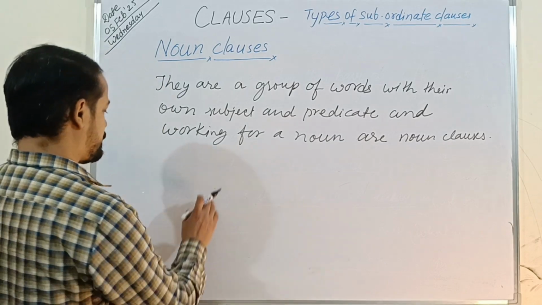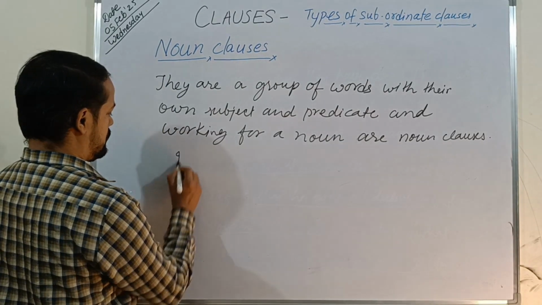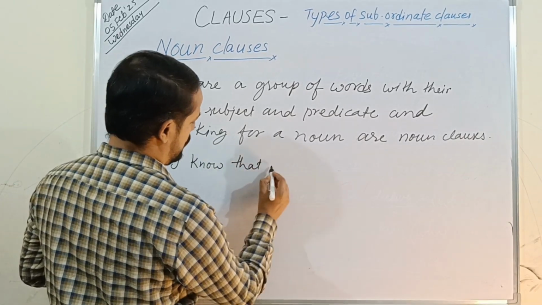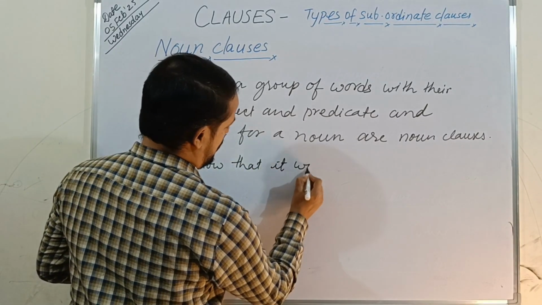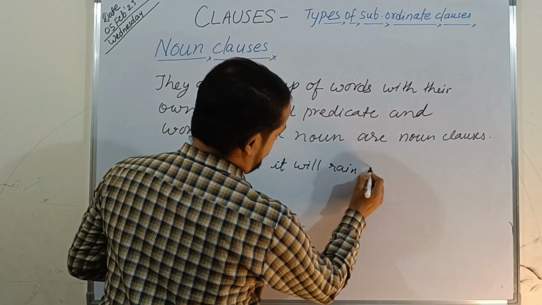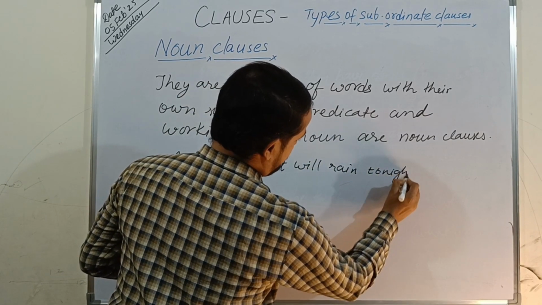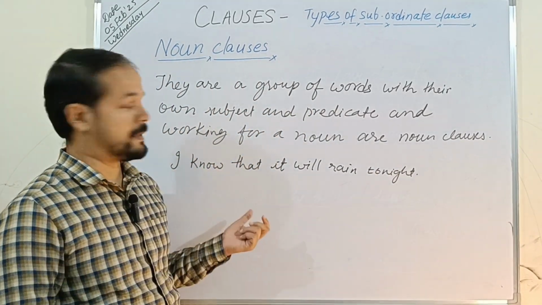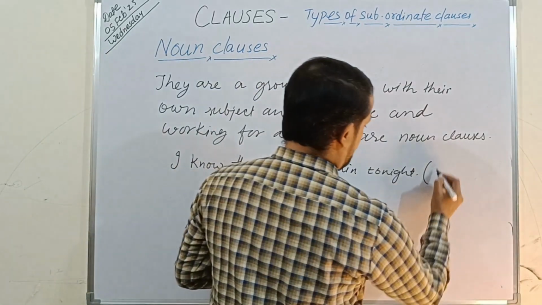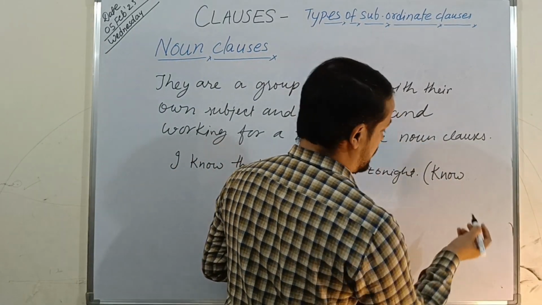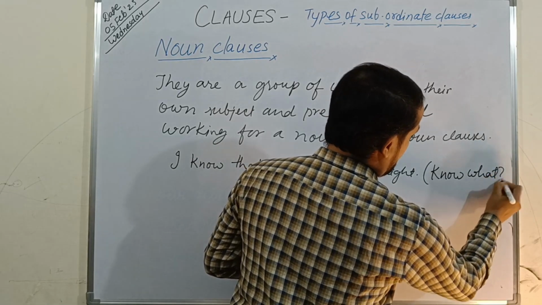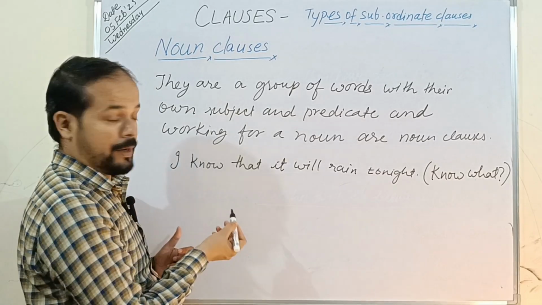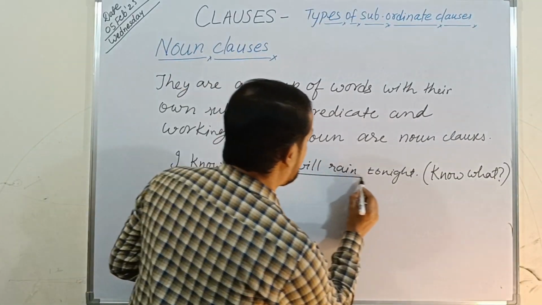I give some example. I know that it will rain tonight. Now in this example, you can again do the same exercise here. Know what, in the bracket I can write, to ascertain what kind of a clause it is. Know what. So when we ask ourselves this question, what do I know? The answer is that it will rain tonight.